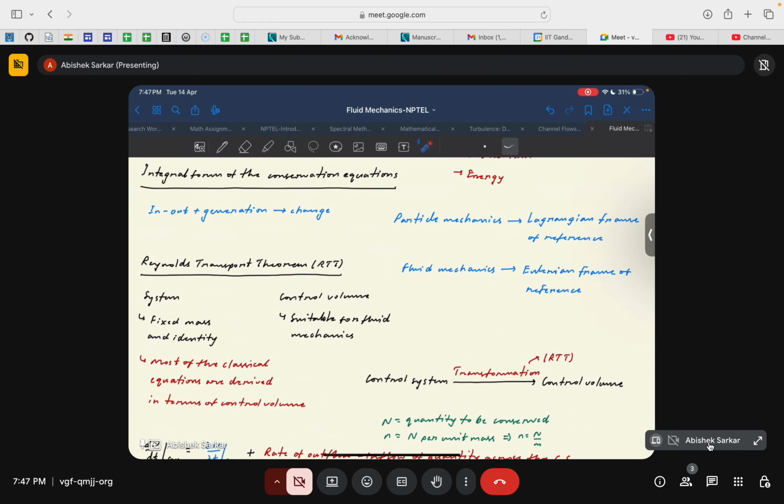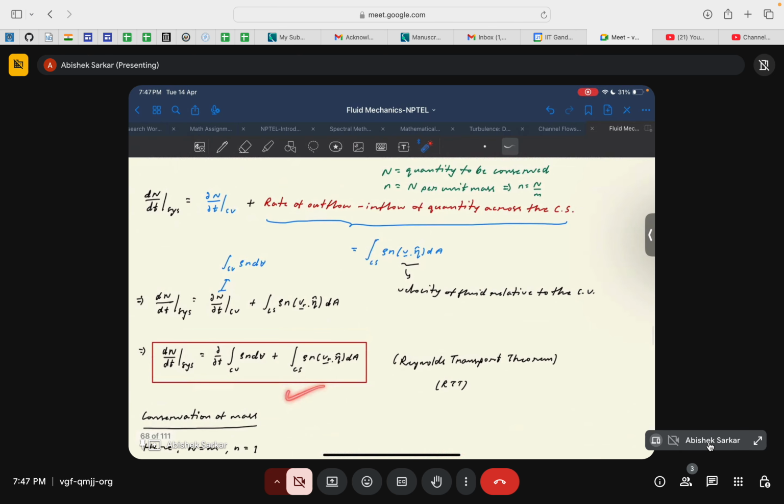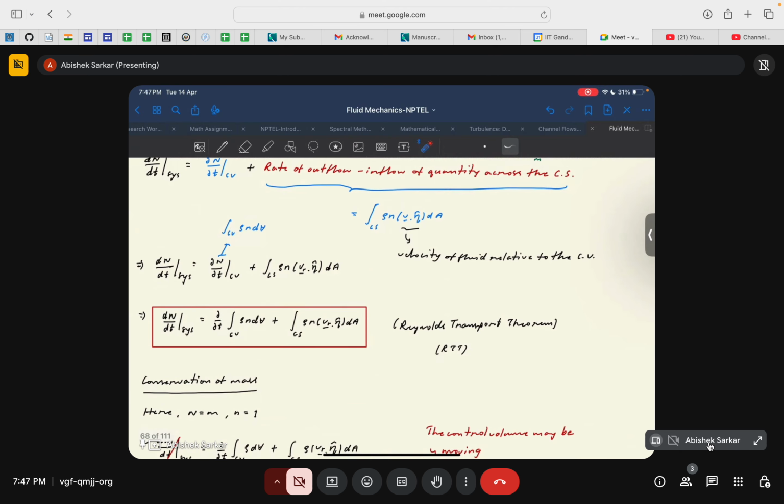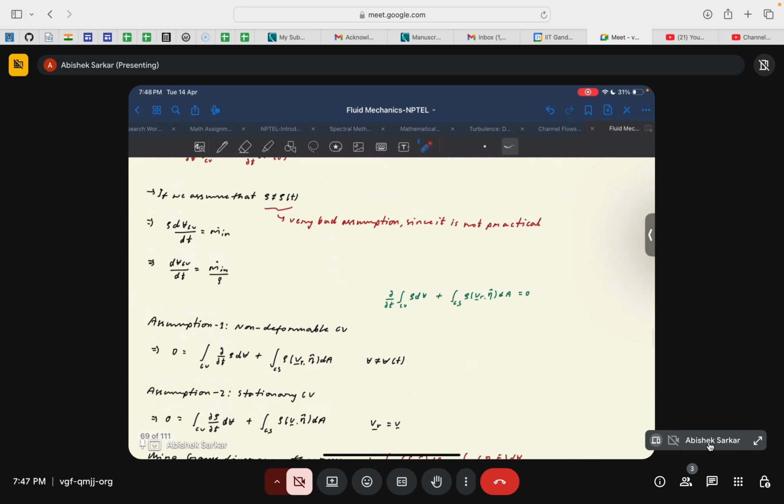So in order to transform the equations from a control system to a control volume approach, we use the mathematical transformation known as the Reynolds transport theorem, which has a canonical form given by this equation, where you just need to substitute the values of capital N and small n, where small n is the quantity capital N per unit mass. If you replace small n by 1 and capital N by m, we get the mass conservation, and if we replace capital N by mv and small n by v, we get the momentum conservation equation. Okay, then we used similar examples on that.